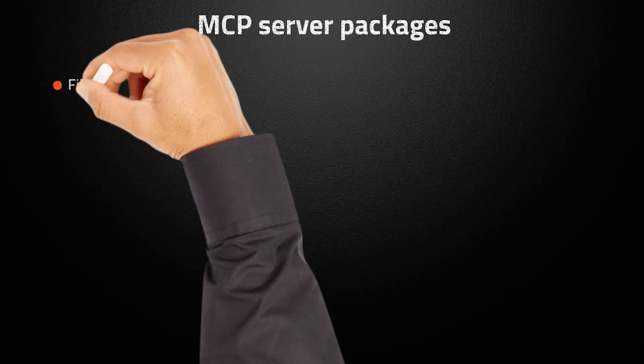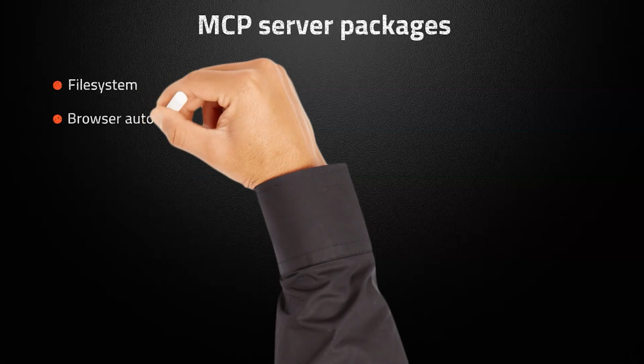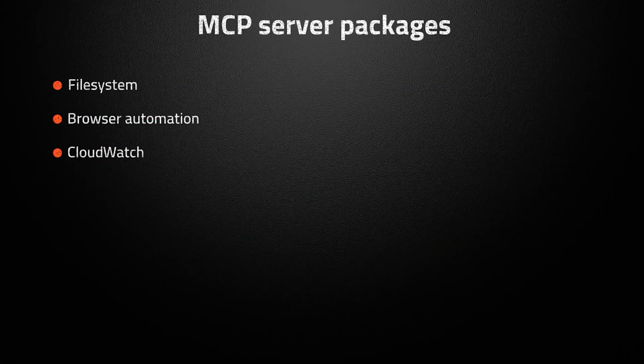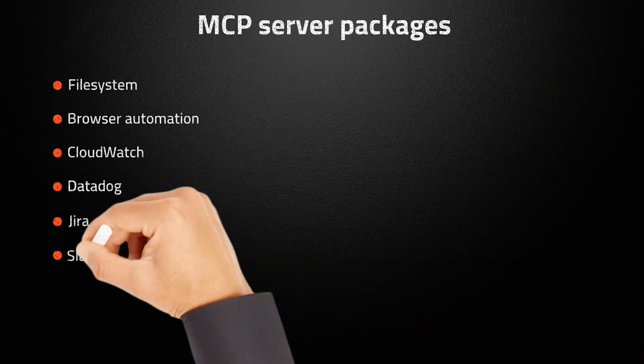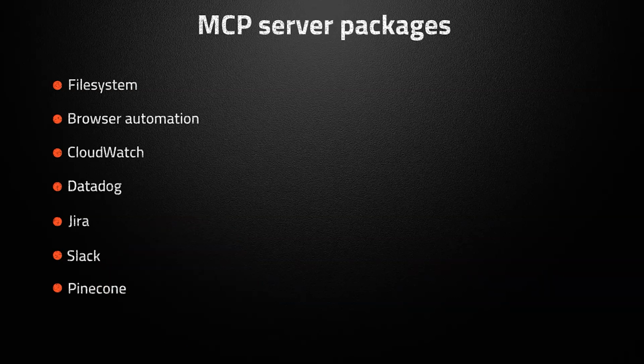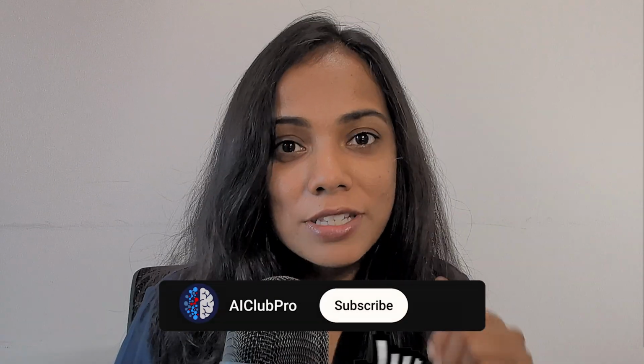You'll find MCP server packages for things like file systems, browser automation, CloudWatch, Datadog, Jira, Slack, Pinecone, Supabase, and more. The pattern is the same. You either spin up your local server or connect to a remote server provided by the vendor. Your app speaks MCP, the server speaks the vendor's API, and you get a typed, discoverable surface instead of SDK glue. This does move the logic to the server side, but that's precisely what you want.